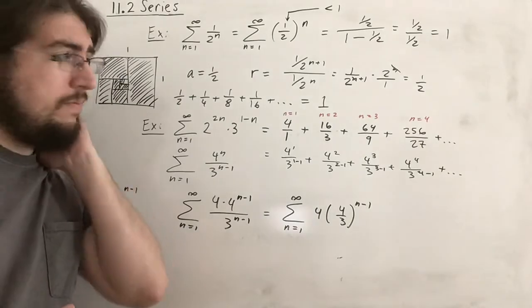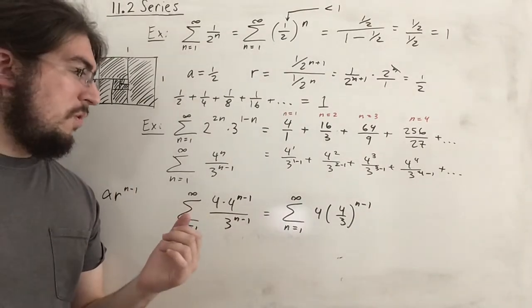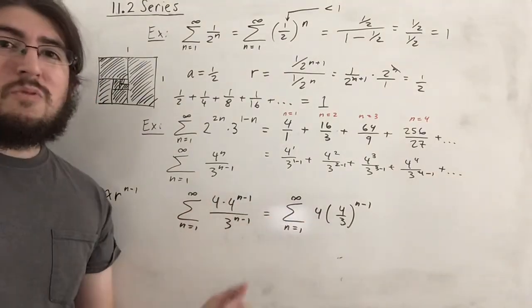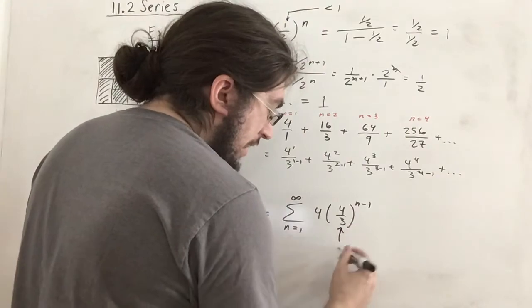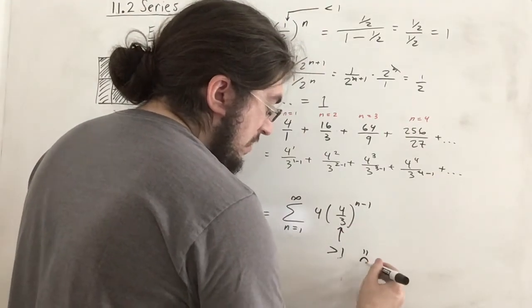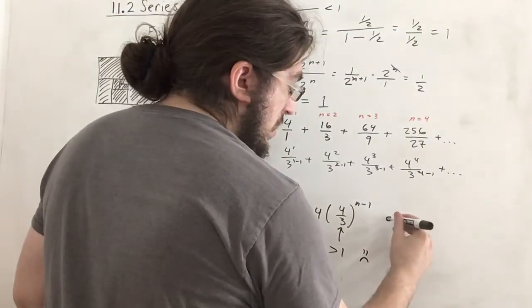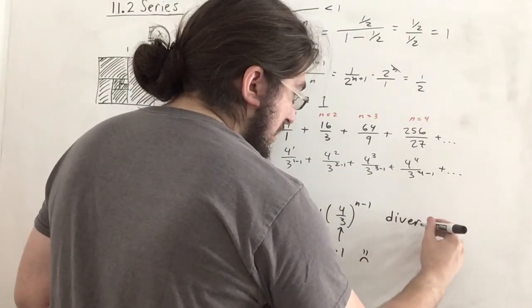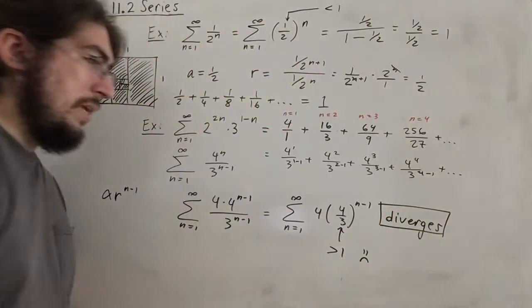There's a problem though. What's the problem? Well, the problem, of course, is that the ratio is 4/3, and that's bad, because 4/3 is bigger than 1. Uh-oh. What that means is this series actually diverges. The sum doesn't exist. And that's all I'm going to say about this series.